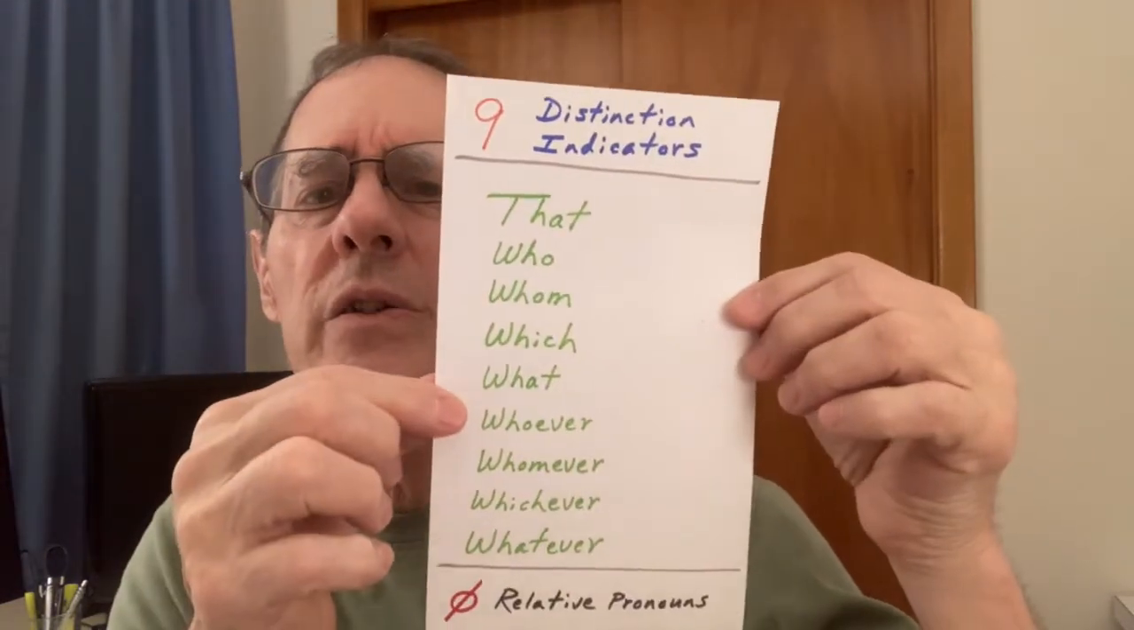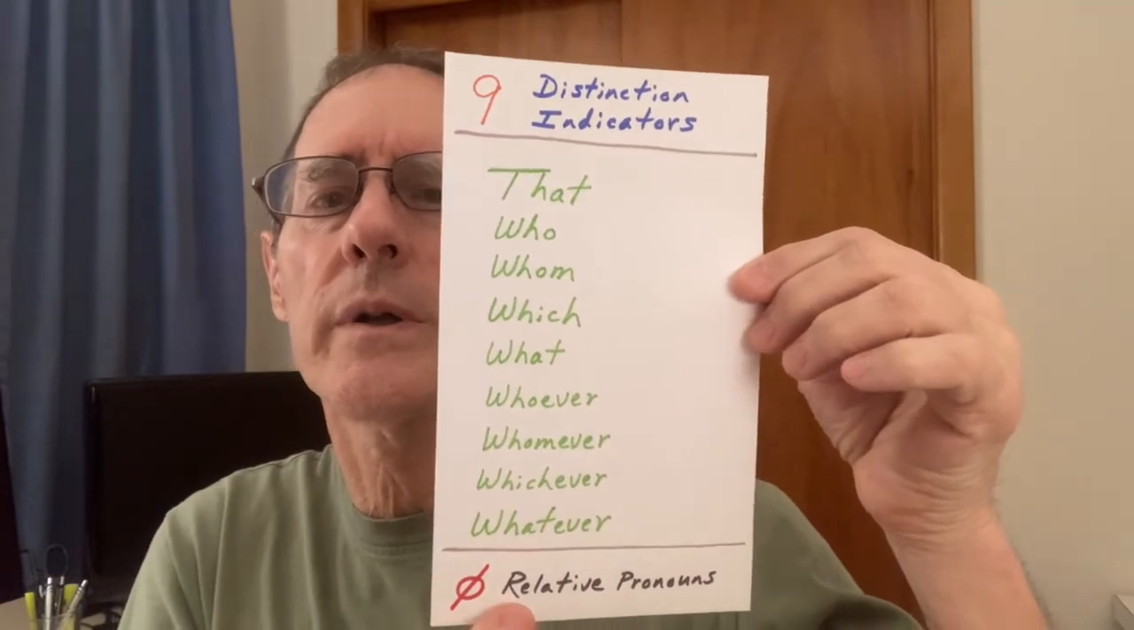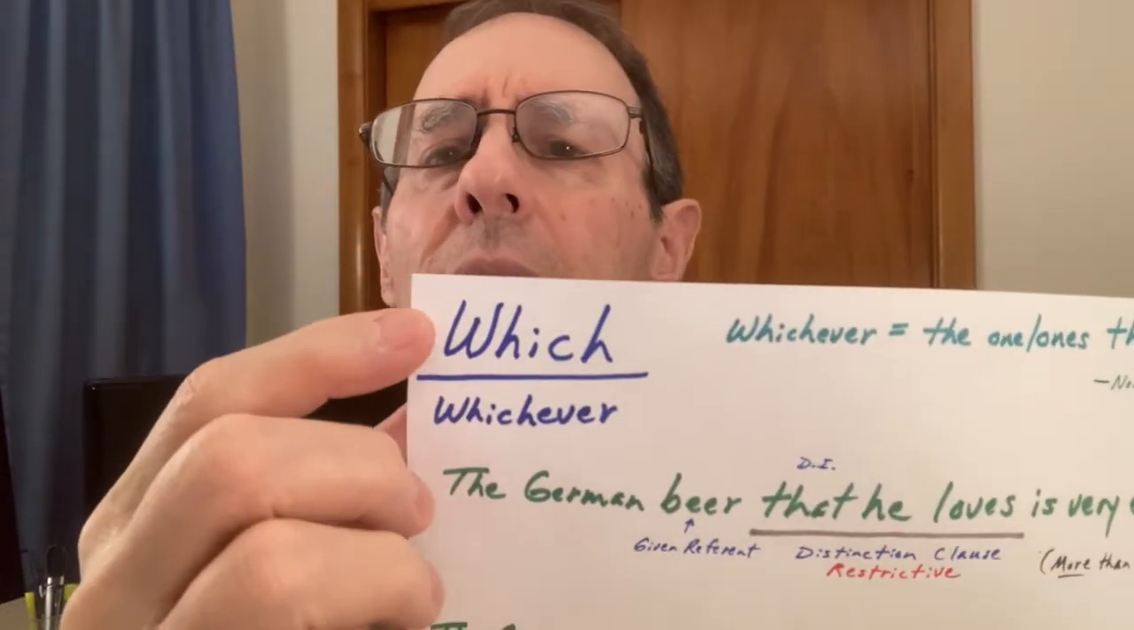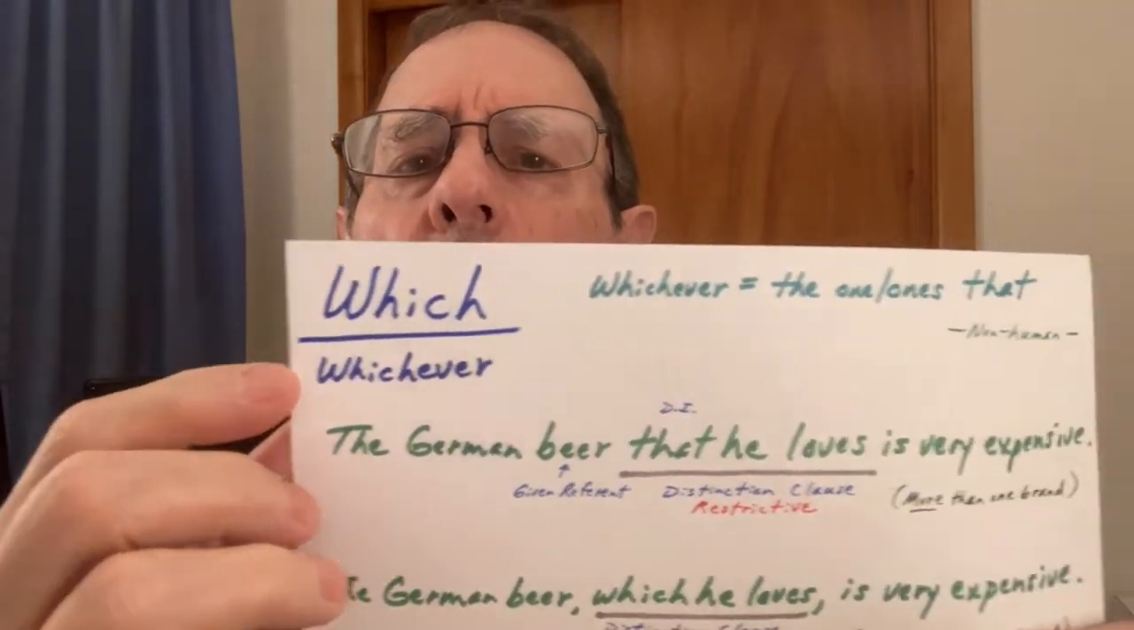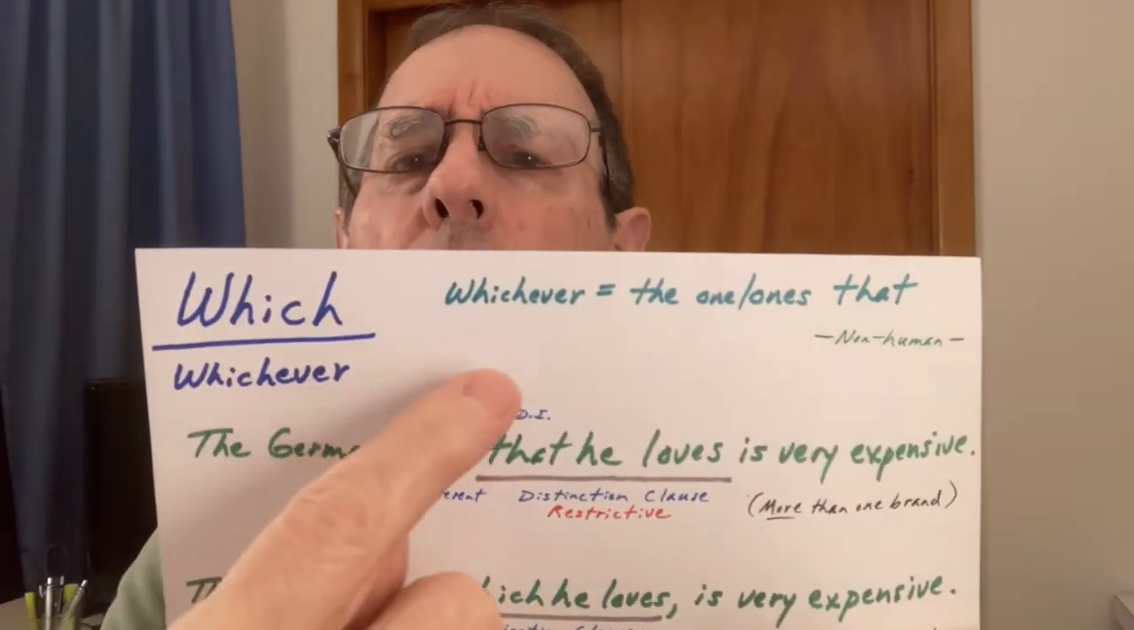Well, you know what? I'll do it now. The next word in our selection of distinction indicators, which used to be called relative pronouns, is which. And then its buddy, whichever. And what the word whichever really means is the one that or the ones that.